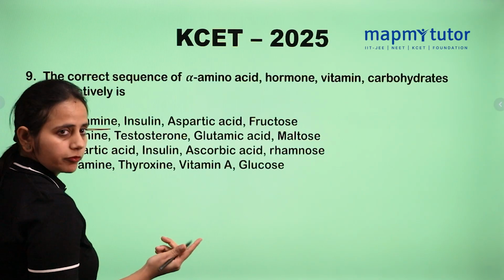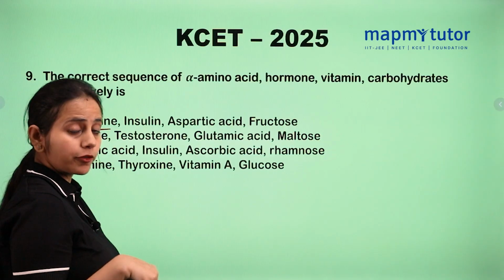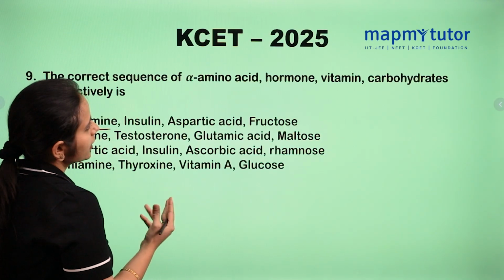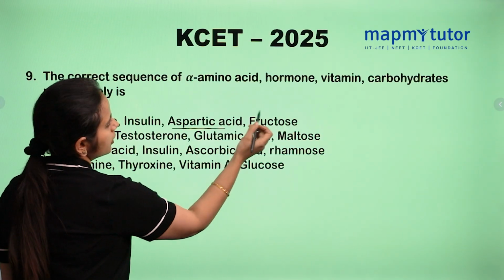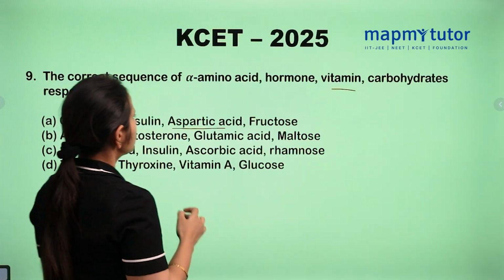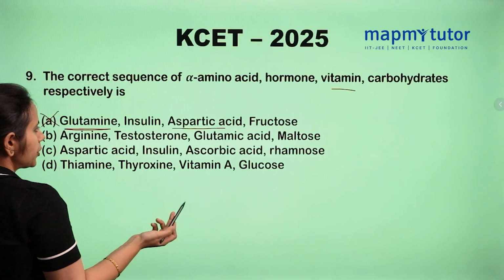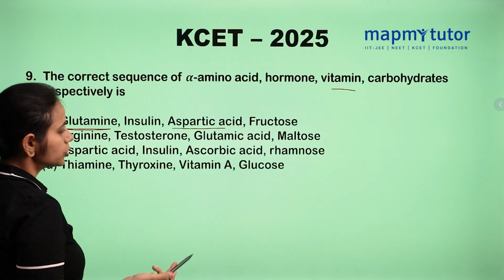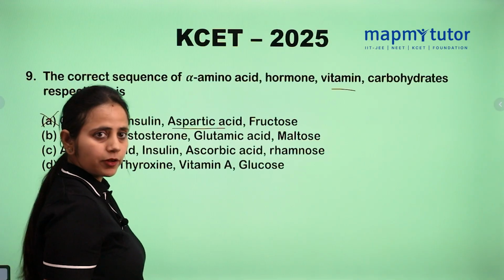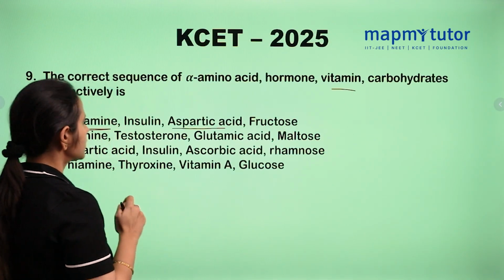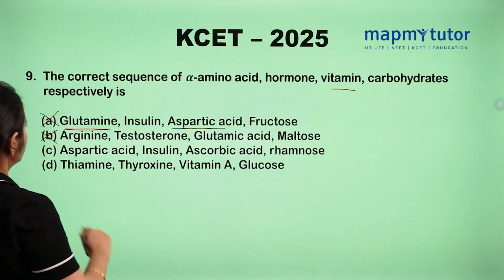Insulin is a hormone which absorbs blood sugar from the blood. Aspartic acid is again an alpha amino acid, but we need a vitamin over here, so this is the wrong option. Arginine is an alpha amino acid. Testosterone is a hormone. Glutamic acid is again an alpha amino acid, so again B can't be the answer, right? So rule out.